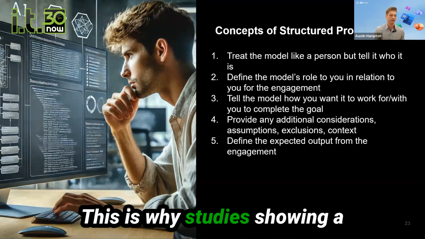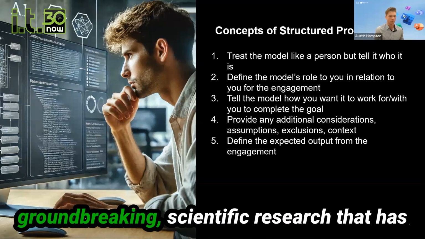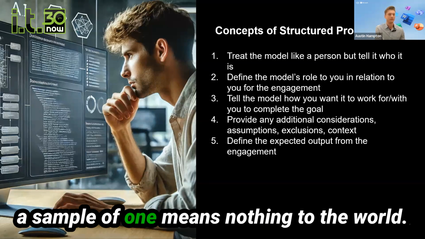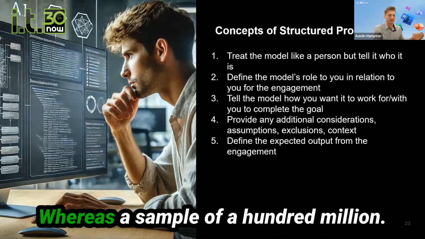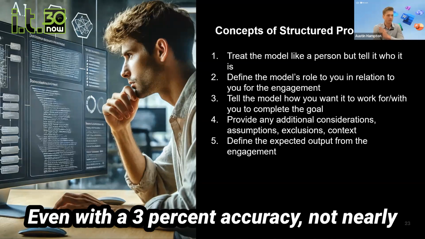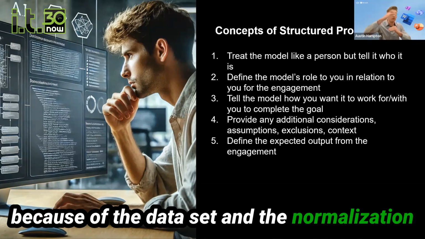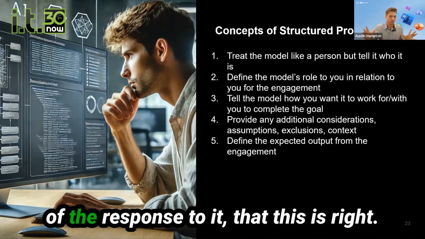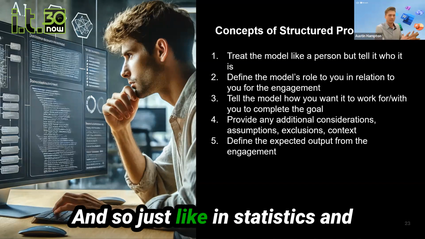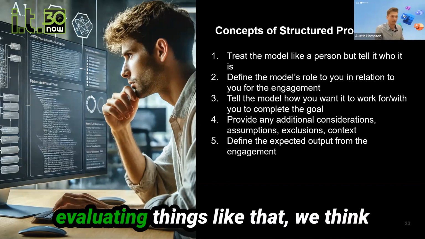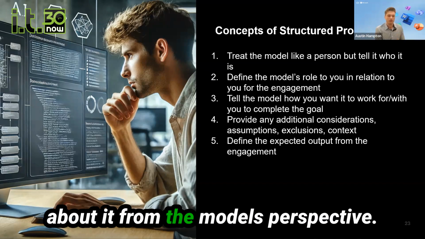This is why a groundbreaking scientific research study that has a sample of 1 means nothing to the world. Whereas a sample of 100 million, even with a 3% accuracy, not nearly that great, but we're pretty confident that because of the data set and the normalization of the response to it, that this is right. And so just like in statistics and in evaluating things like that, we think about it from the model's perspective.